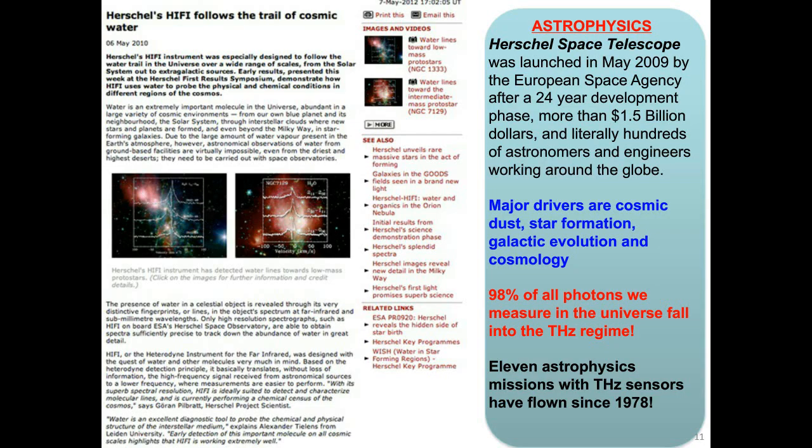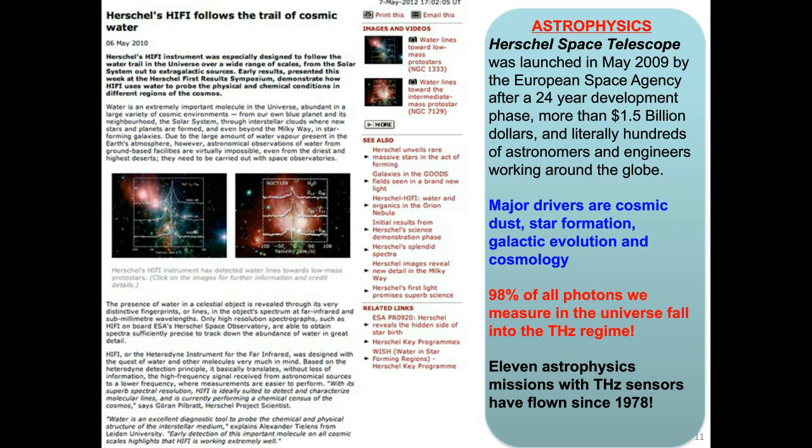So again, just to follow up and to highlight some of the missions that we were fortunate enough to work on for astrophysics, the latest mission carrying terahertz receivers was the Herschel Space Telescope. It was launched in 2009 by the European Space Agency. And just to give you an idea of how much investment has gone into this frequency regime through the space missions, this particular instrument cost more than $1.5 billion. It was under development for more than 20 years. Literally hundreds of engineers and astronomers around the globe have worked on it.